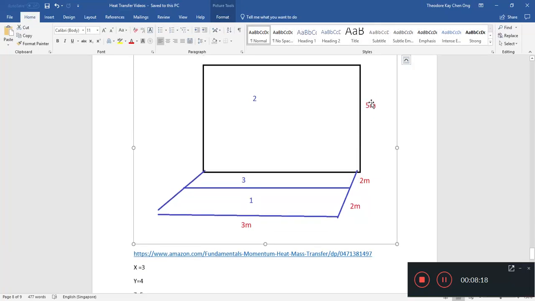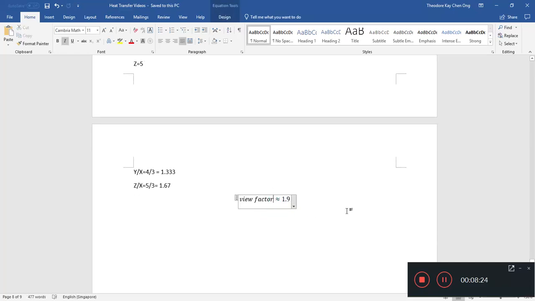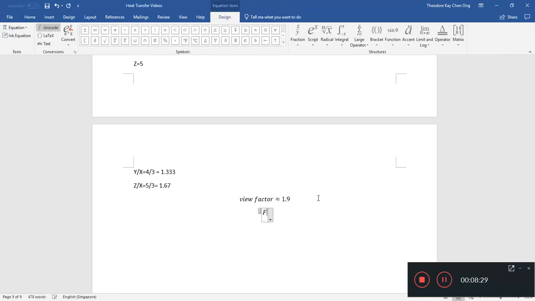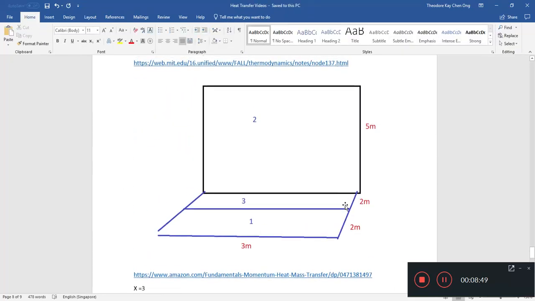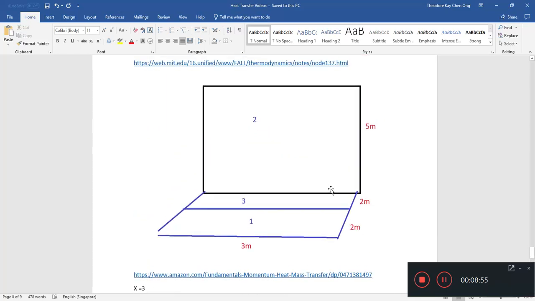1.9 is going from this surface 2 to 3 and 1. So normally what people write is the view factor, they put it as F. So it goes from surface 2 to 3 plus 1. And it doesn't matter which way you go, because if you go the other way it's the same thing. Oh, wait, this is not exactly the same thing, okay? But there is some relation that we need to know.